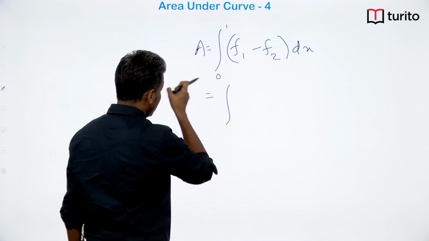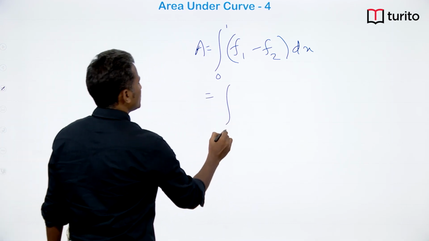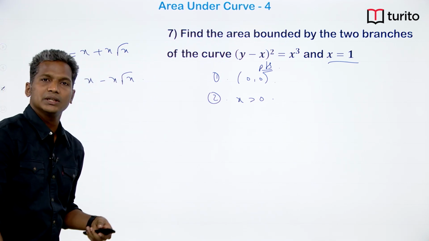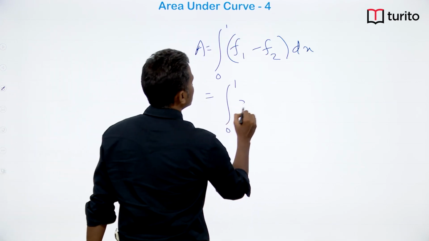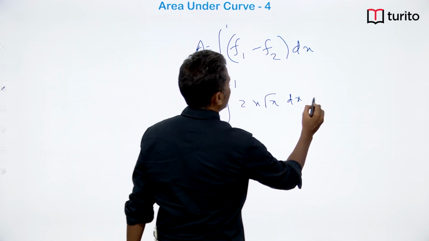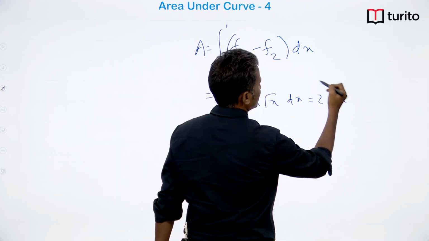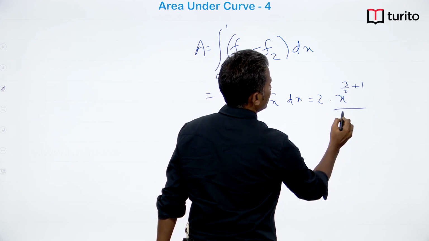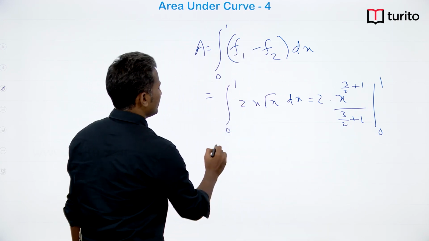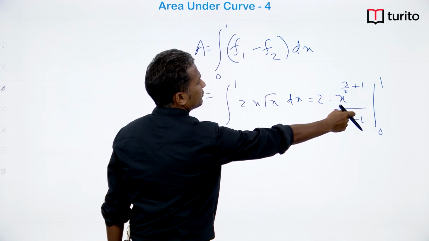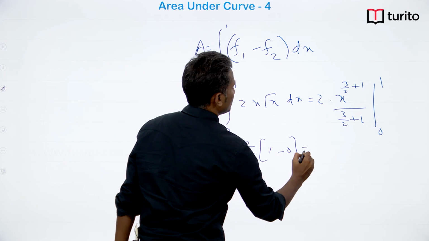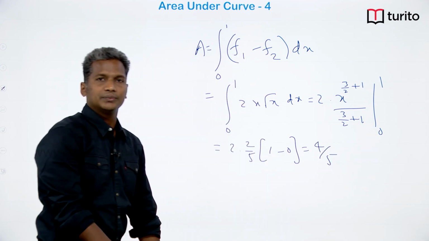So, let me just explain it here using blind algebra. So, 0 to 1, what is function 1? It is x plus x root x, second is x minus x root x. What is the difference of these two? It is 2x root x dx, integrate this. So, what do we get? 2 outside, x power, this is already 3 by 2, so 3 by 2 plus 1 divided by 3 by 2 plus 1, limit going from 0 to 1. Now, when we simplify this, what do we get? Here we are getting 5 by 2. So, which means 2 into 2 by 5 into 1 minus 0. So, we will get 4 by 5 as the area.